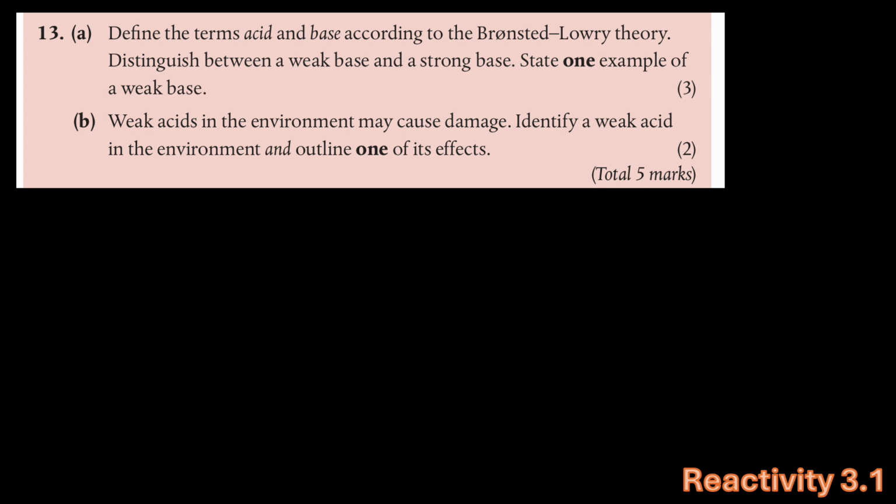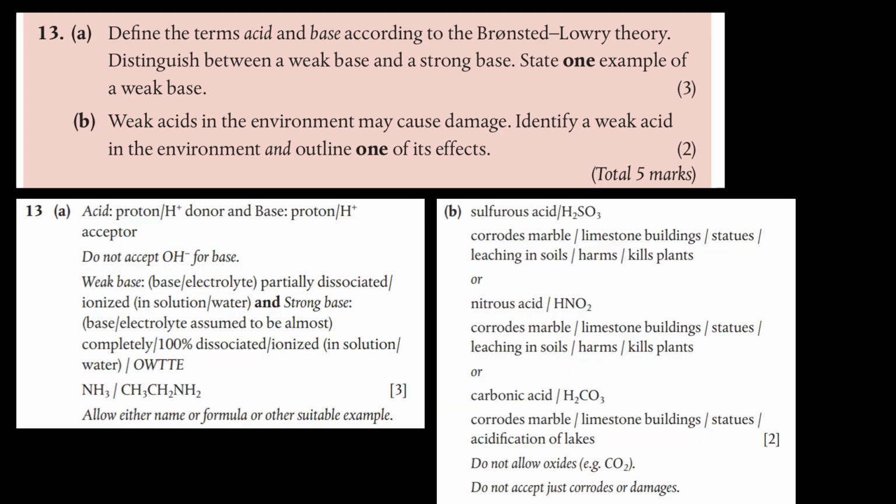And then give an example of a weak base. The most common weak base, in my opinion, is ammonia, which is NH3. There's also a few other options that you could do for A. And then B says weak acids in the environment may cause damage. Identify a weak acid in the environment and outline one of its effects. So the options they had in the textbook were sulfurous acid, nitrous acid, and carbonic acid, and then it gave you the reasonings there.